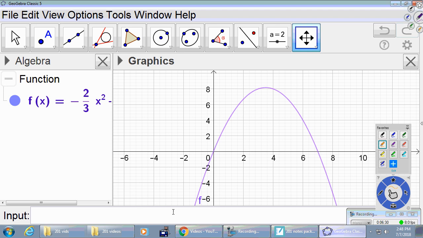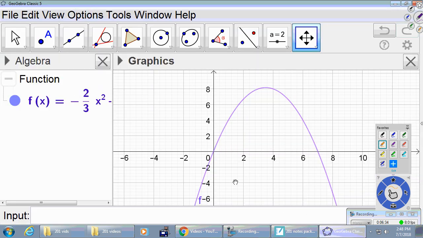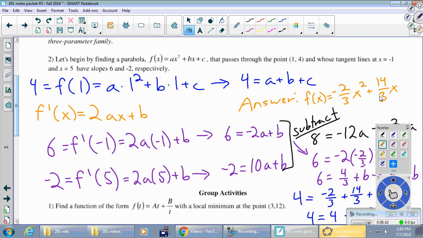Okay, and so first of all, we wanted to make a parabola that hits the point 1, 4. Okay, let's see if ours does. Plot the point 1, 4. There it is. That looks pretty good. And then it said something about tangent lines at x equals -1 and x equals 5.